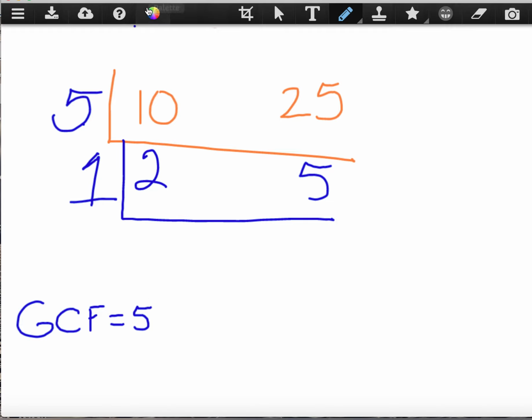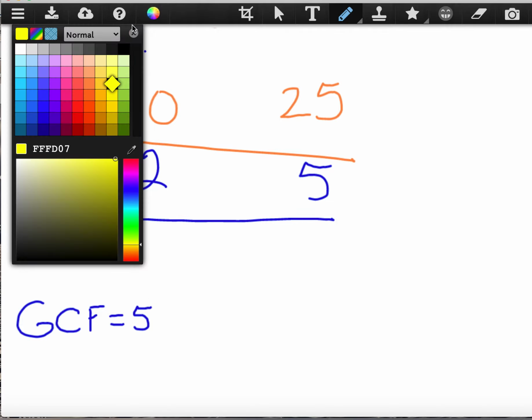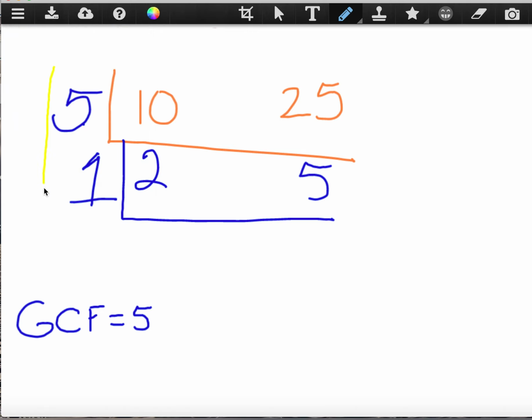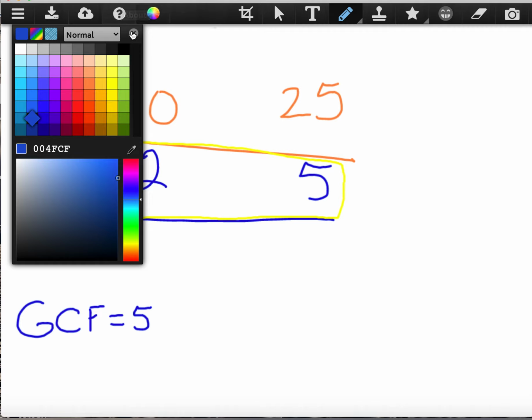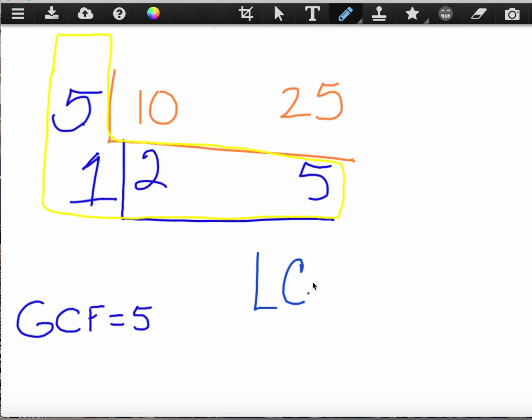Okay, now we'll do the LCM. Here we go. Take your 5 times 1, make your line on your bottom one. Here's my L. Kind of looks like a big L, big fat L. 5 times 1 is 5. That's my GCF. 5 times 2 is 10. 10 times 5 is 50. So my LCM, the least common multiple, is 50.